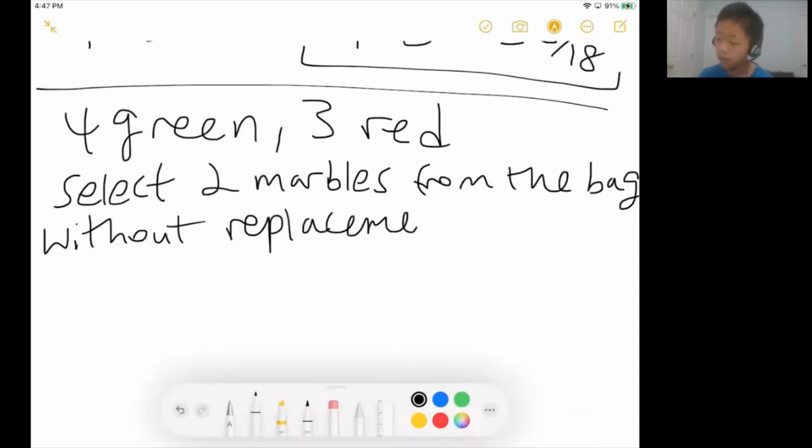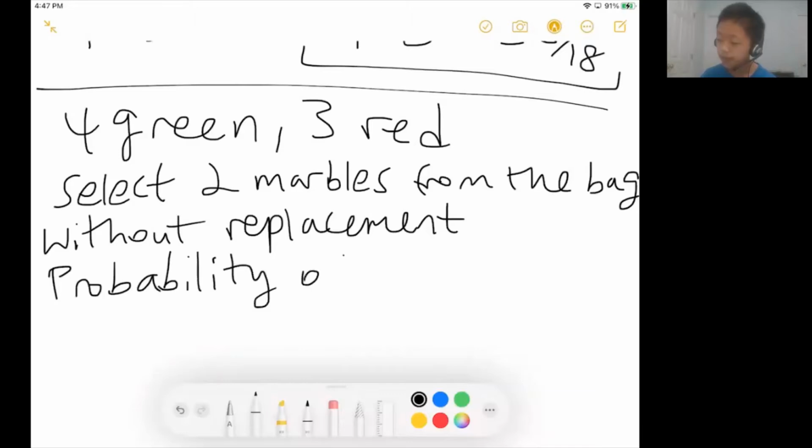And we want to find the probability of selecting 2 red marbles. So we want to know what is the probability that we get 2 red marbles.